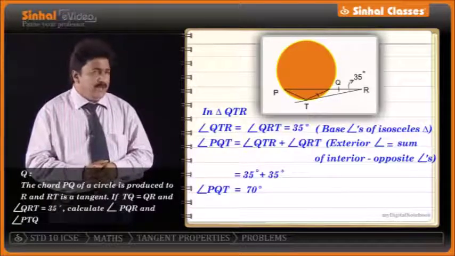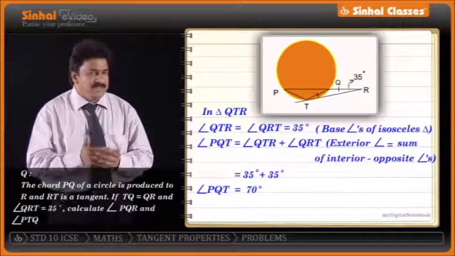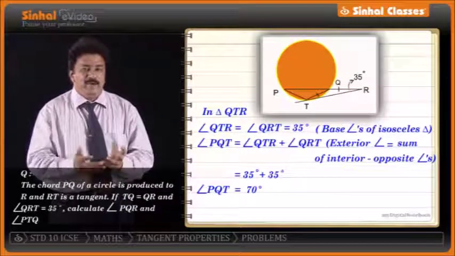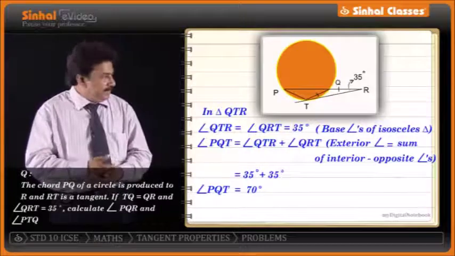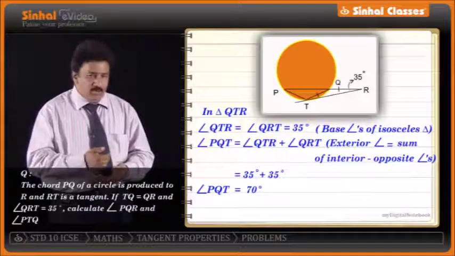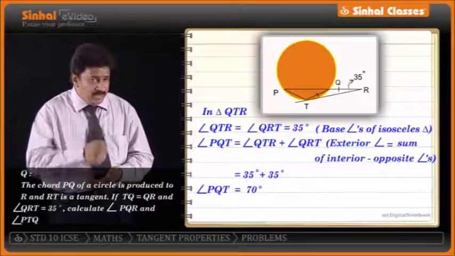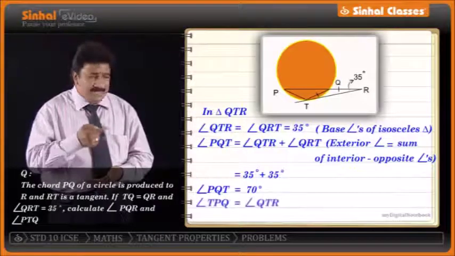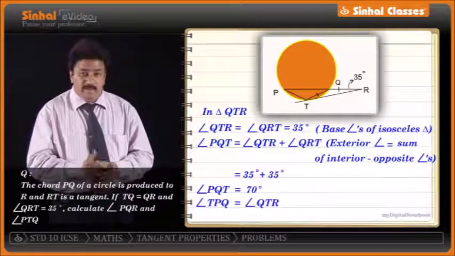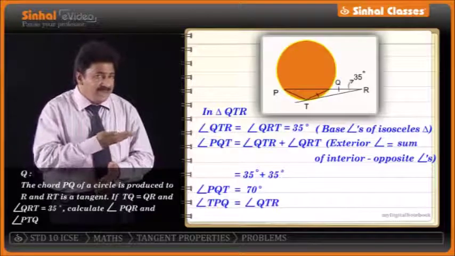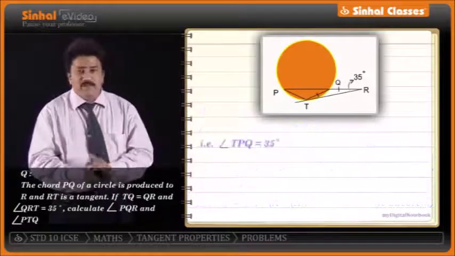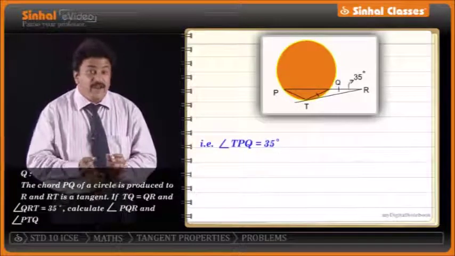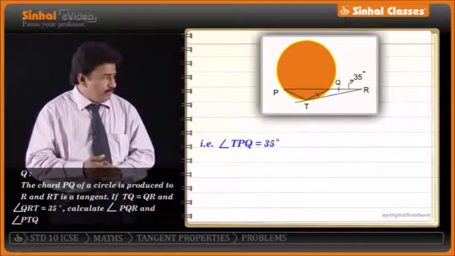Do we have to find PQT? Yes, see the first part of the sum says find the angle PQT, and the first part is over. We move ahead. See angle TPQ very carefully. Angle TPQ is equal to angle what? QTR. You know what's the reason for this? Alternate segment theorem. Therefore, angle TPQ is nothing but 35 degree.